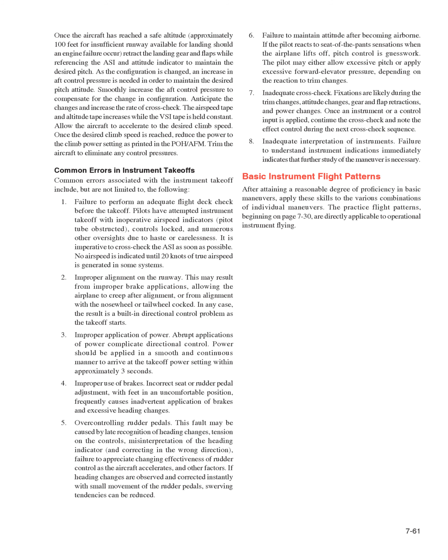2. Improper alignment on the runway. This may result from improper brake applications, allowing the airplane to creep after alignment, or from alignment with the nosewheel or tailwheel cocked. In any case, the result is a built-in directional control problem as the takeoff starts. 3. Improper application of power. Abrupt applications of power complicate directional control. Power should be applied in a smooth and continuous manner to arrive at the takeoff power setting within approximately 3 seconds.